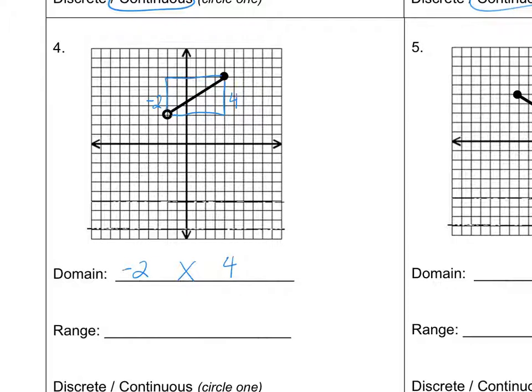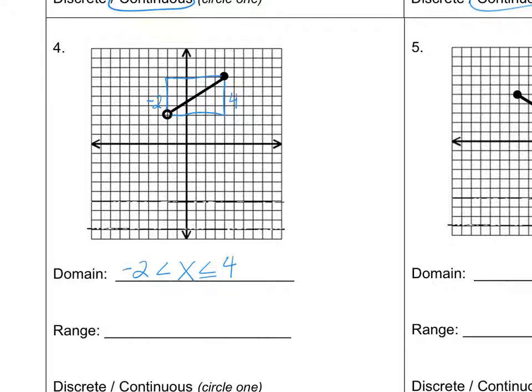My arrows are going to point to the left. My inequalities are going to say less than. And from here at -2, do I have an open or closed circle? It's open, so it just stays as less than. At 4, do I have an open or closed circle? It's closed, so it becomes less than or equal to.